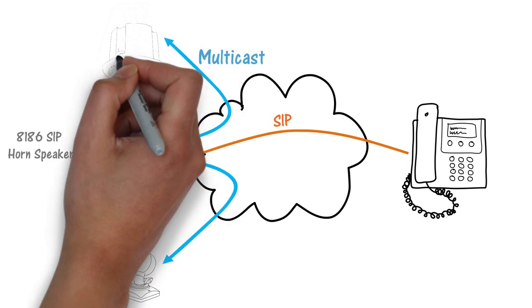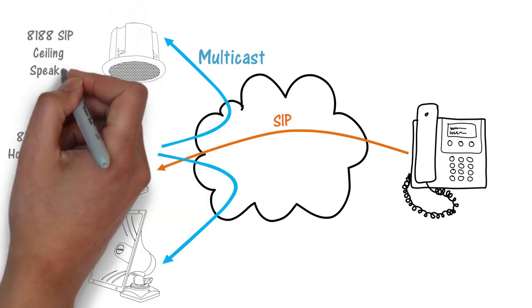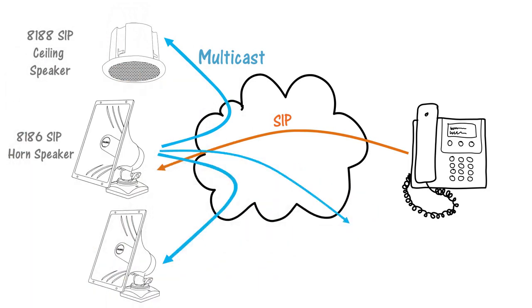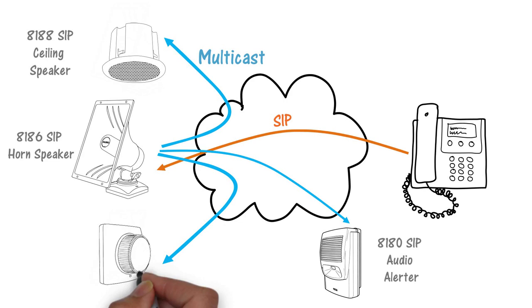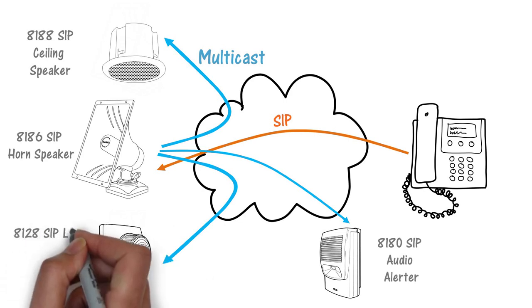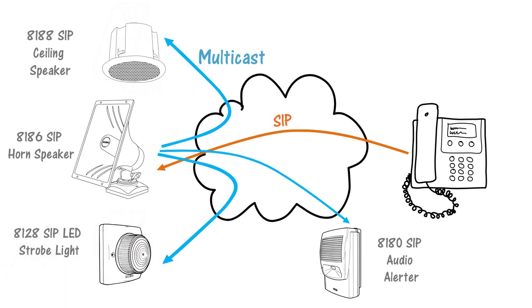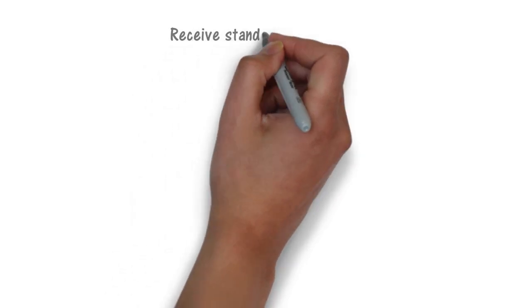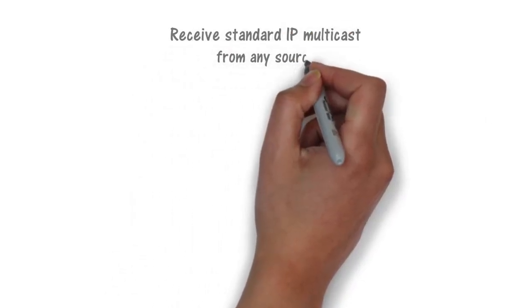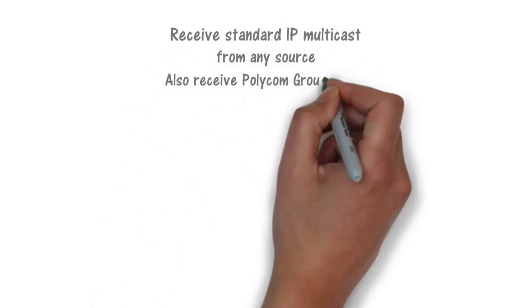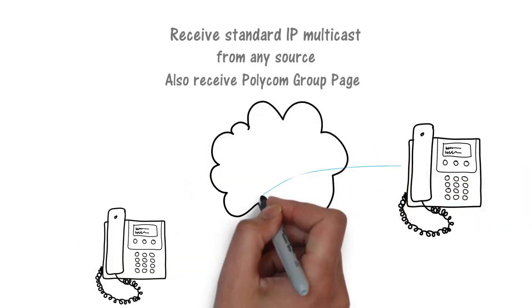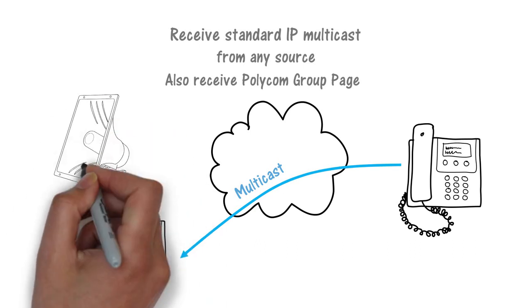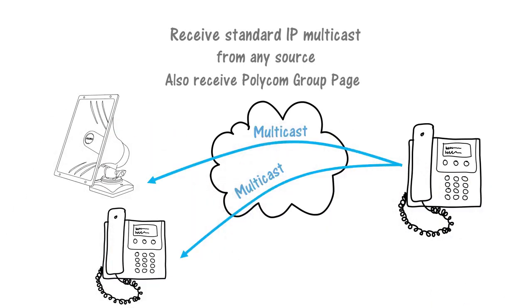You can even mix Algo endpoints in a multicast to combine different speakers, such as the 8188 ceiling speaker, 8180 SIP audio alerter, and include visual notification with the 8128 SIP strobe light. Multicast capability also includes receiving an IP multicast from other sources, such as either a standard RTP multicast or Polycom group page. In this application, there is no SIP registration required.